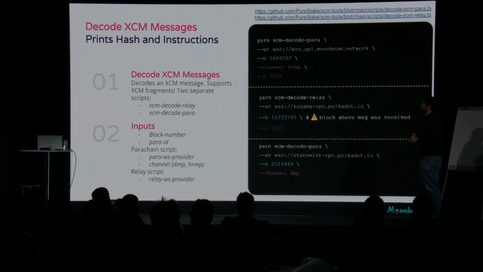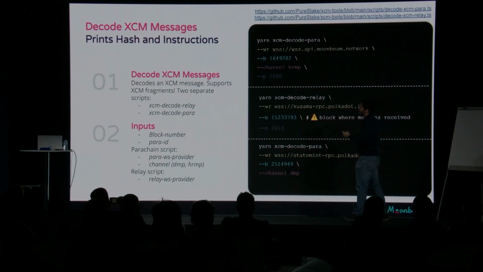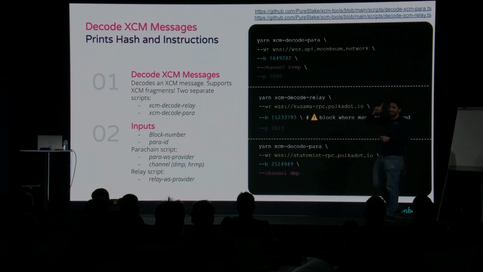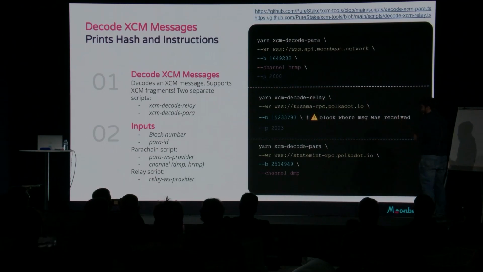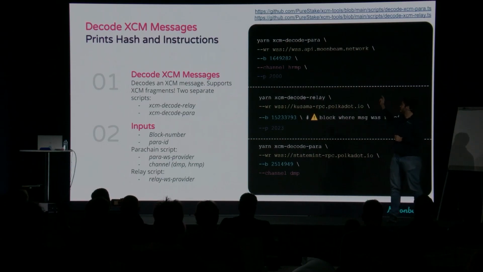Last but not least, this is probably the tool that I use on a daily basis, like I said before. It's a tool to decode XCM messages, right? So this is more or less how you would use it. You would provide the WebSocket endpoint of the destination chain, so the chain that received the XCM message. You have to provide the block where the XCM message was received, the type of channel, in this case HRMP because it was sent from another parachain, and the parachain ID, in this case 2000, because it was a message from Acala.